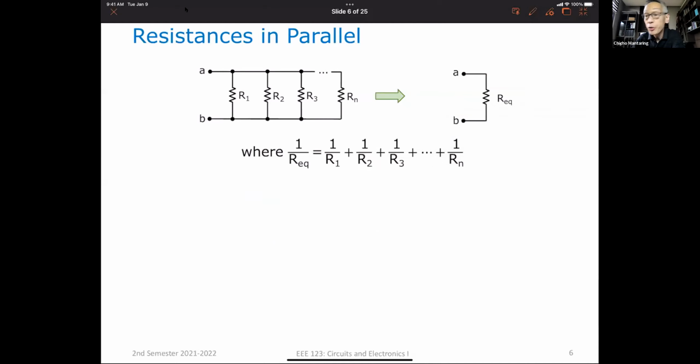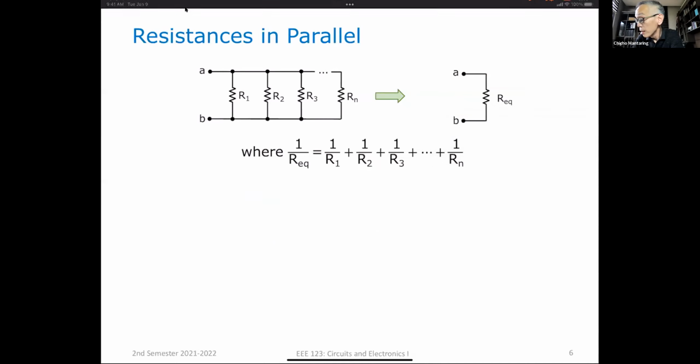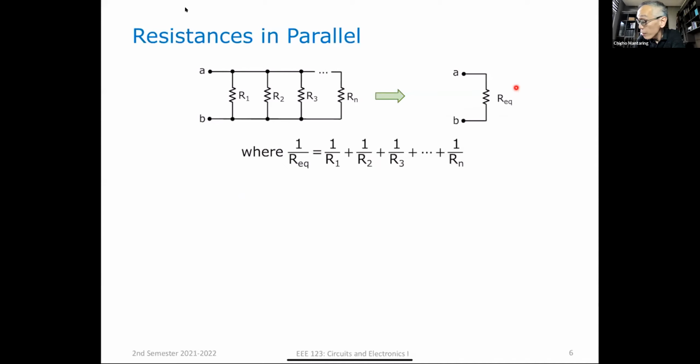Okay, it's very easy to show that this equivalent resistance between A and B follows this relationship: 1 over Req is equal to 1 over R1 plus 1 over R2 plus 1 over R3 plus 1 over Rn. By the way, what is 1 over R? Anyone? Can you remind me? Can someone shout it out? What is 1 over R? G, right?